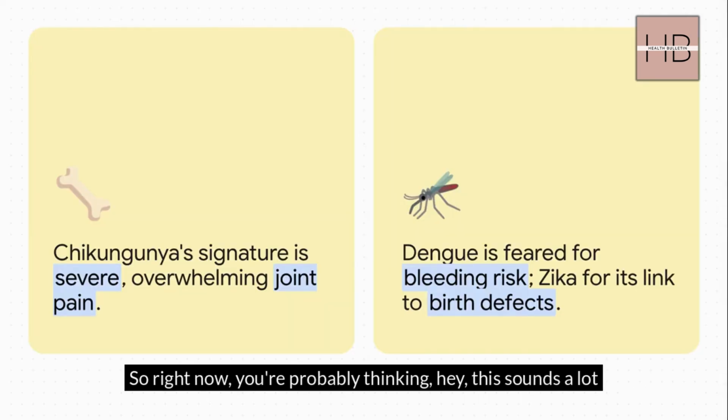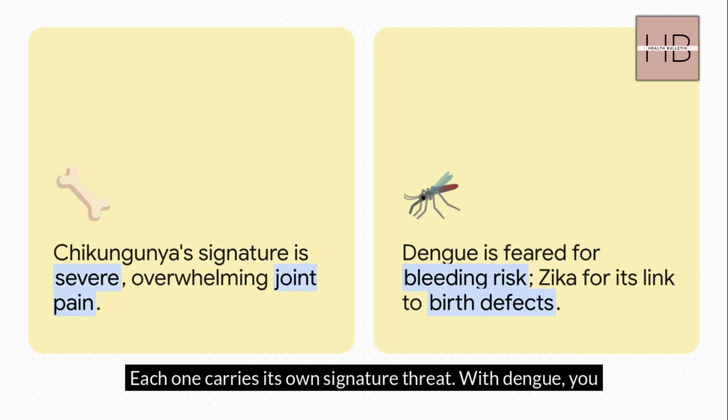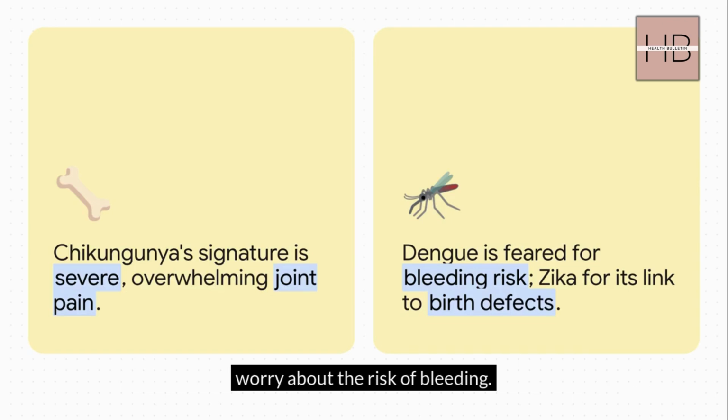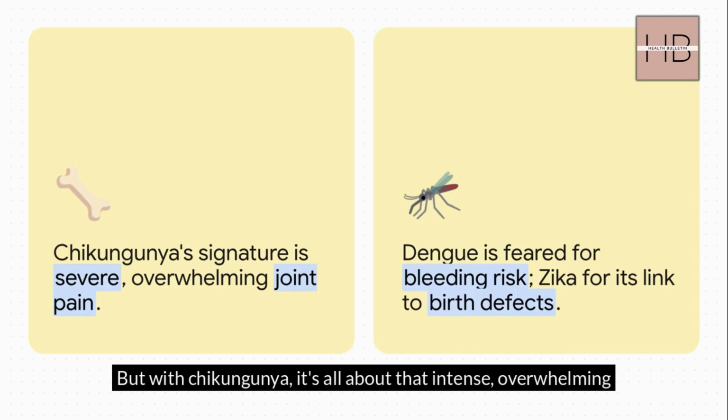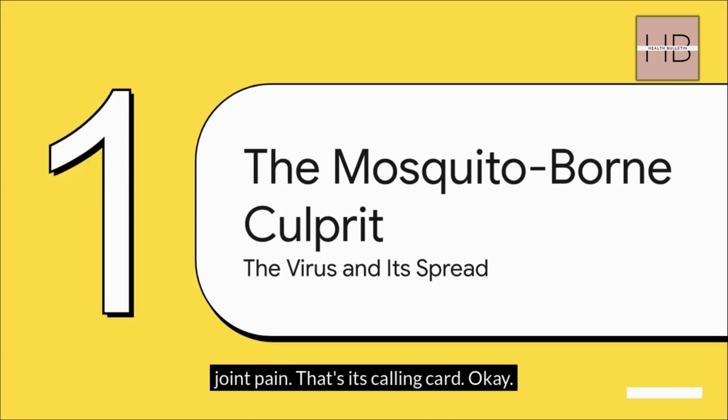Okay, so right now you're probably thinking, hey, this sounds a lot like dengue or Zika, and you're not wrong. They all come from the same type of mosquito, but here's the key difference. Each one carries its own signature threat. With dengue, you worry about the risk of bleeding. With Zika, it's the terrible link to birth defects. But with chikungunya, it's all about that intense, overwhelming joint pain. That's its calling card.